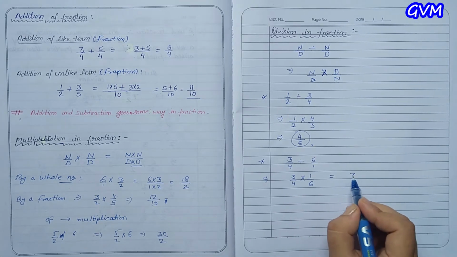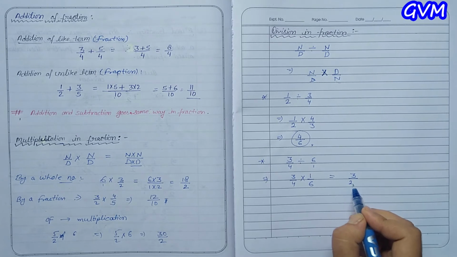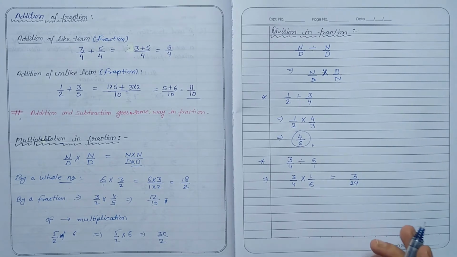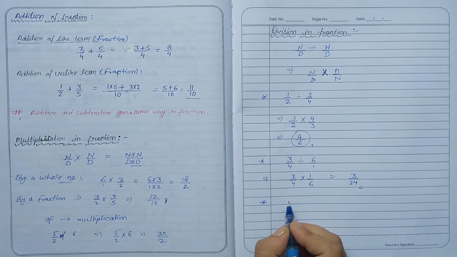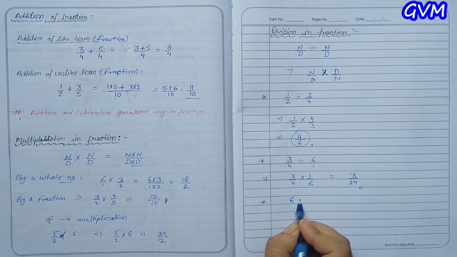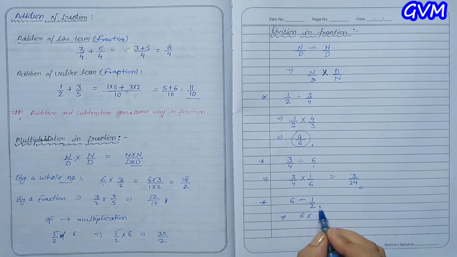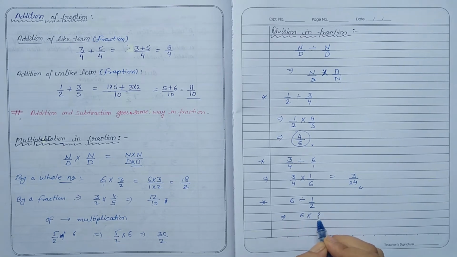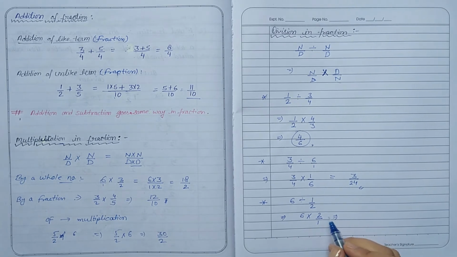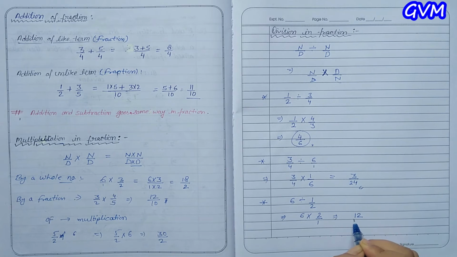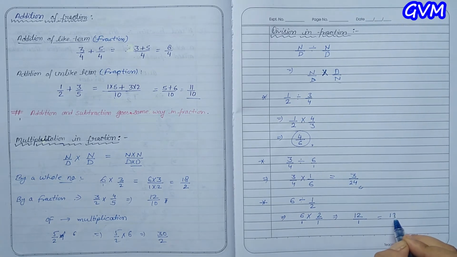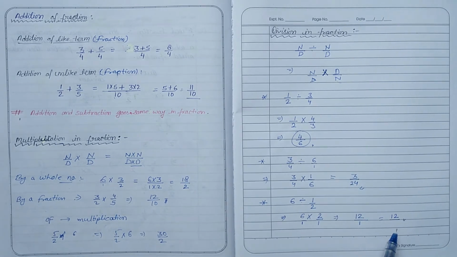3 into 1 is 3 and 4 into 6 is 24. So this is our answer. And next, if we want to divide a whole number by a fraction, just write 6 as it is and put a multiply sign, and then reciprocate the fraction, that is 2 upon 1. Now you can multiply it. 6 into 2 is 12 and 1 into 1 is 1. So this is nothing but 12 upon 1, which is 12. So this is our answer.